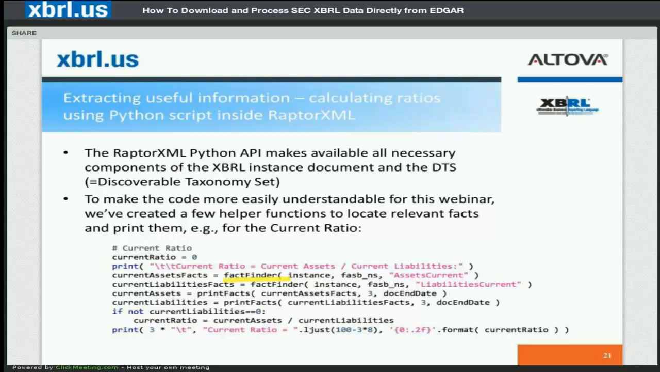But for this discussion, if I want to calculate the current ratio, it's defined as current assets divided by current liabilities. So I have to look for two facts in my XBRL filing. The first one being AssetsCurrent, and the second one being LiabilitiesCurrent. And once I have found those two facts, all I have to do is calculate my current ratio by dividing one by the other. Fairly simple and straightforward.